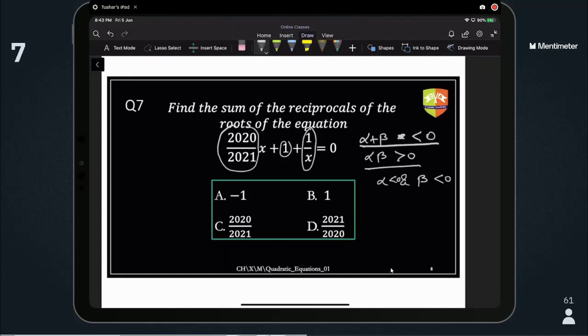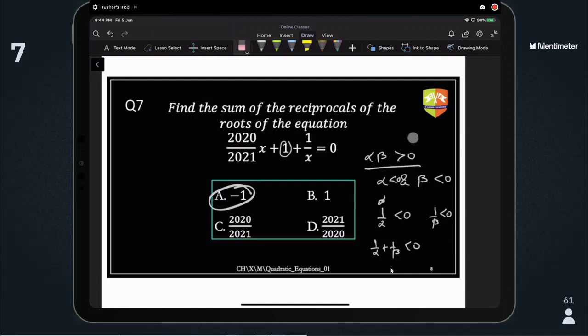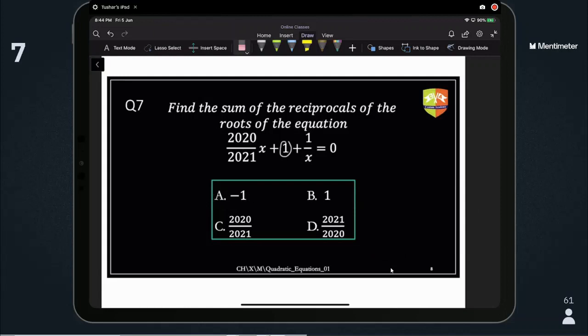So 1 by alpha is also less than zero, and 1 by beta is also less than zero. So hence 1 by alpha plus 1 by beta will be less than 0. Right? So hence only the negative option is this. So you can solve like that. Did you understand the logic? Once again, important tricks to solve, right?